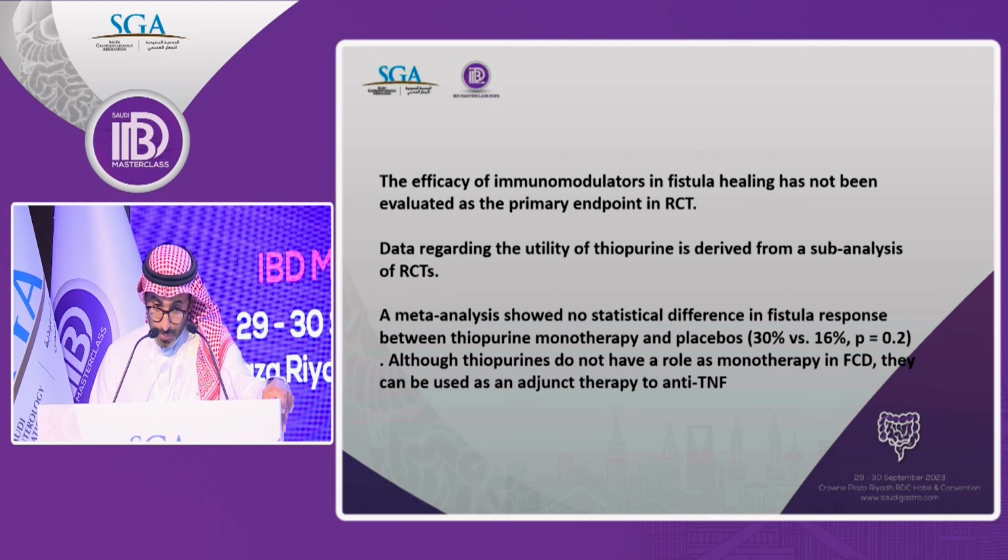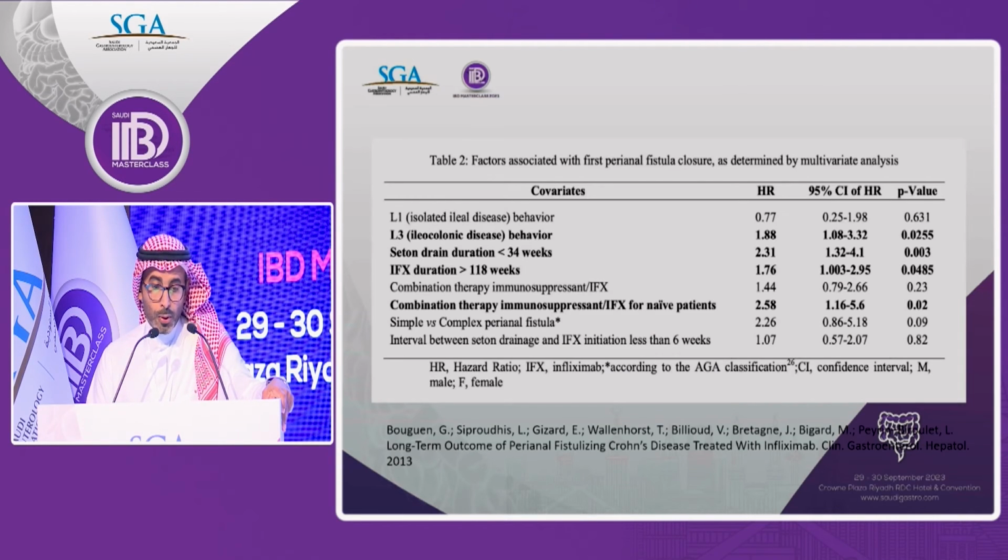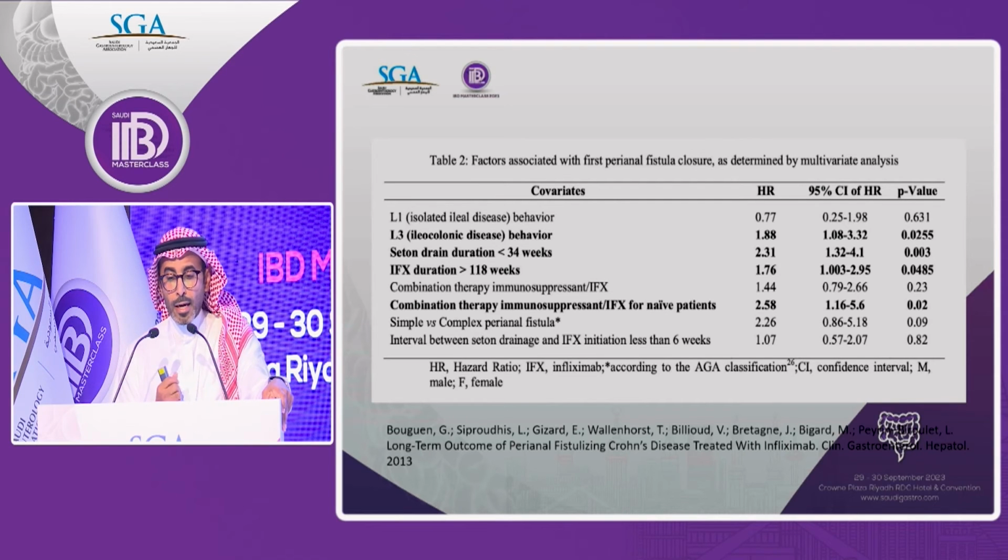So the efficacy of immunomodulators in fistula healing has not been evaluated as a primary endpoint in RCTs. Data regarding the utility of thiopurines is derived from subgroup analyses of RCTs. A meta-analysis showed no statistically significant difference in fistula response between thiopurine monotherapy versus placebo. I'm talking here about combo therapy.